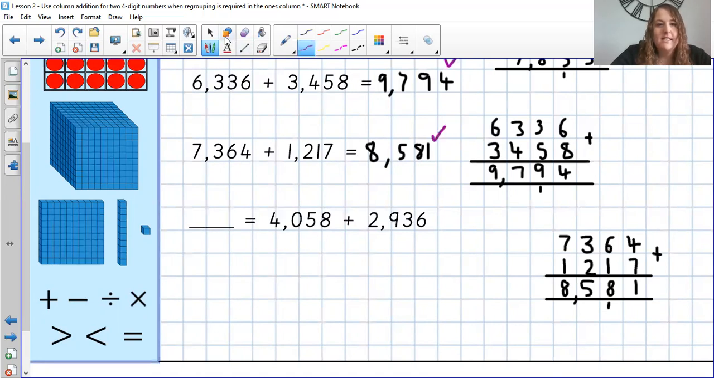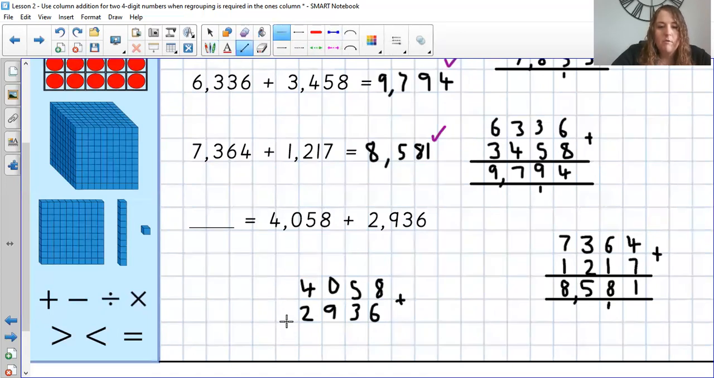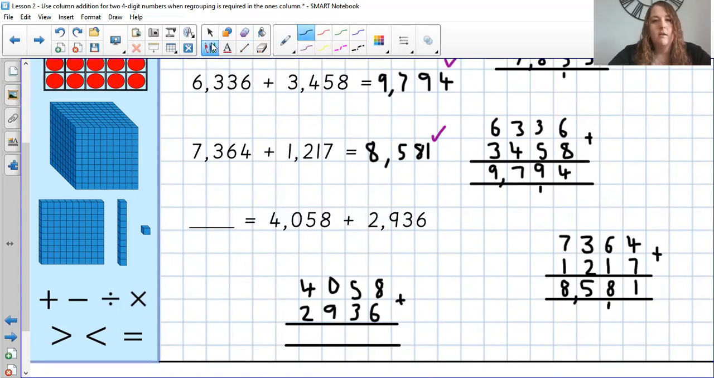Okay, last but not least, 4,000 or something is equal to, and again, it's just the other way around, it doesn't make a difference, 4,058, add 2,936. And I put my addition sign at the side, and again, I get my ruler tool out to make nice straight equals lines, and I start in my ones column.